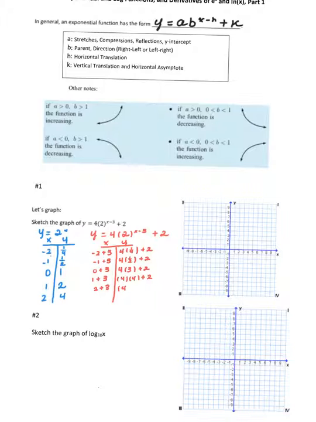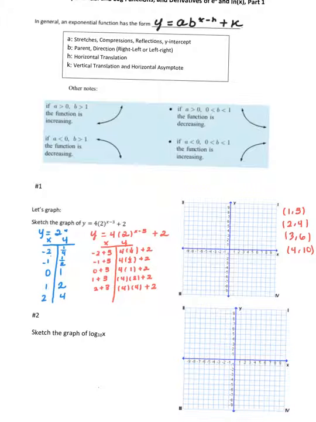Let me erase this. I messed this up. 4 times 1 plus 2, 4 times 2 plus 2, and 4 times 4 plus 2. Let's just write out some points here. So I get (1, 3), (2, 4), (3, 6), and (4, 10).